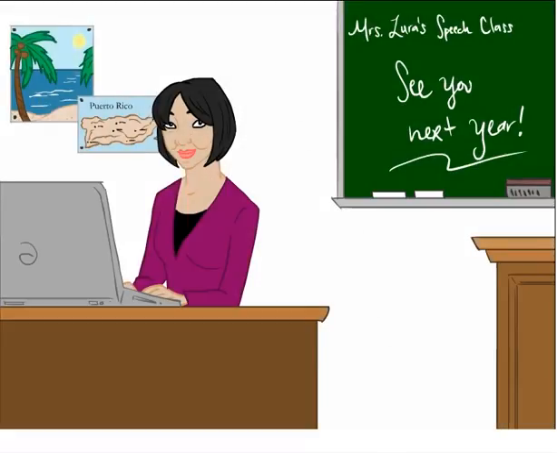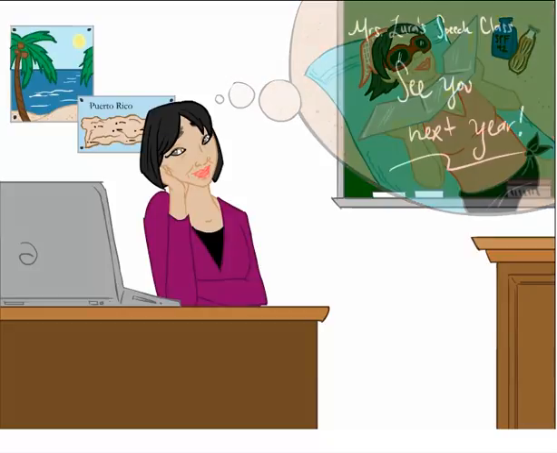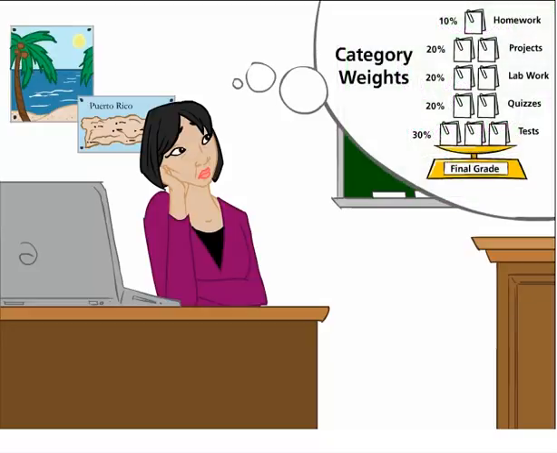You teach speech and home economics at Apple Grove High School, and you're leaving tomorrow for your winter break trip to Puerto Rico. You're really looking forward to lying on a warm beach all day. But you're a little worried that you won't have time to set up final grade calculations in your gradebook before you get back. You use category weights to calculate your students' grades.